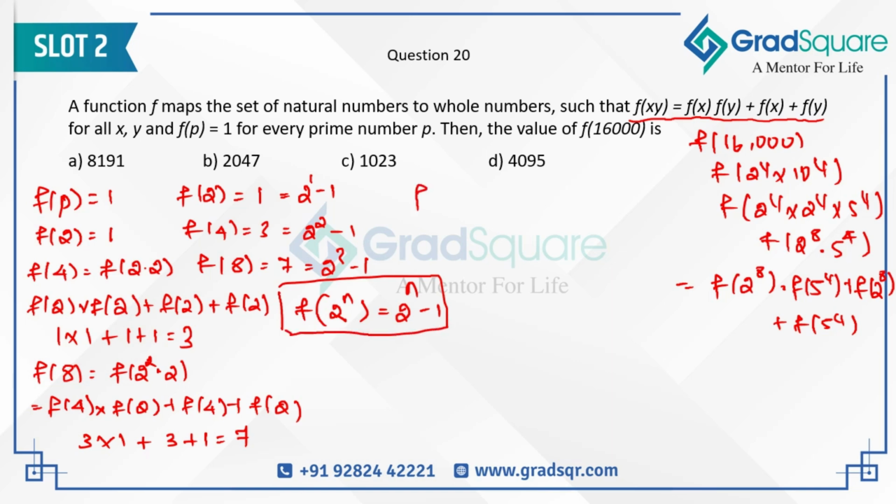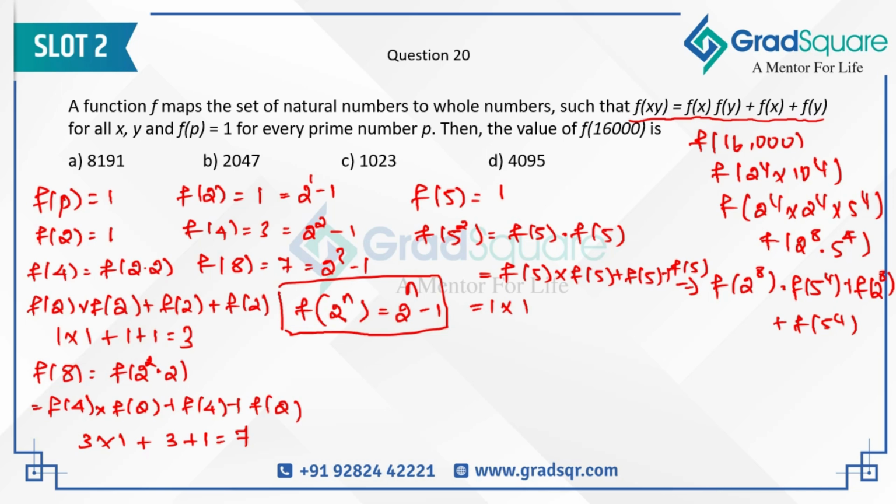So what happens if my input is 5? Again a prime number, so it is equal to 1. If I have to find the value of f of 25, say 5 square, then this is f of 5 into f of 5. Again this can be written as f of 5 into f of 5 plus f of 5 plus f of 5, which is going to be 1 into 1 plus 1 plus 1, which is going to give me a 3.